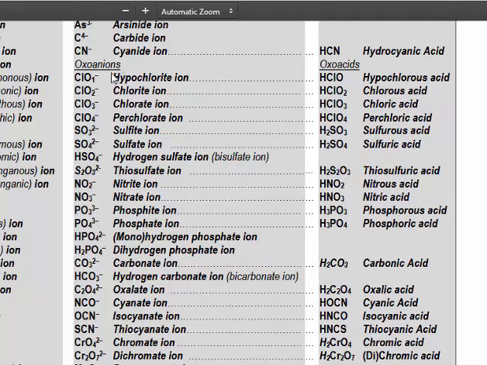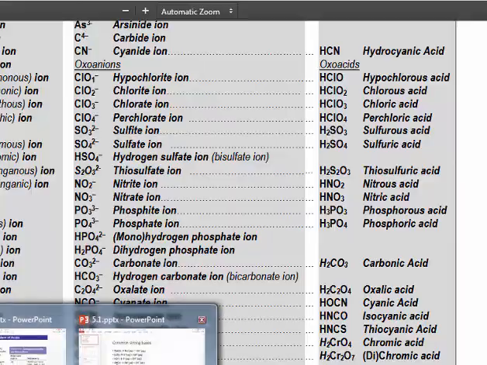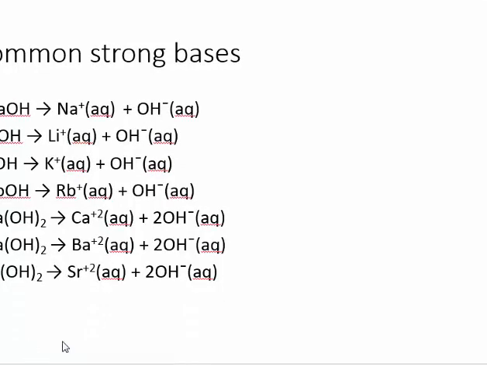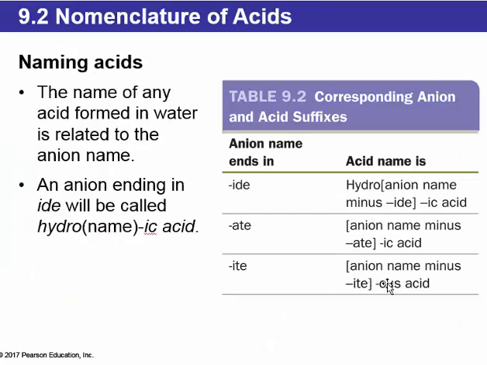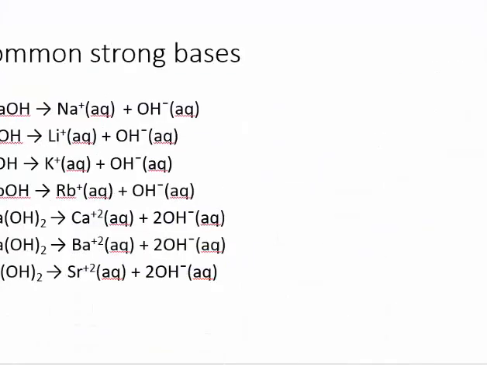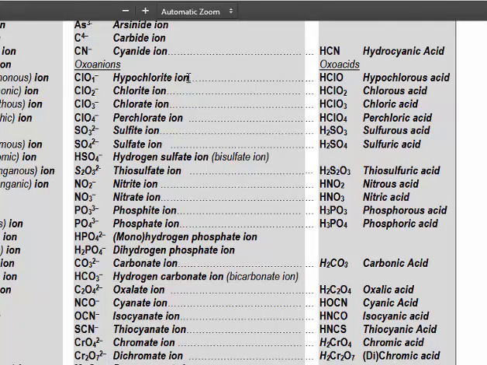So I look at my first polyatomic ion here, hypochlorite. It has a negative 1 charge, so the acid that forms from this anion will have 1 hydrogen, or 1 proton. And to name it, since the name of the anion ends in "ite", the acid is going to end in "us". So hypochlorite ion, hypochlorous acid.